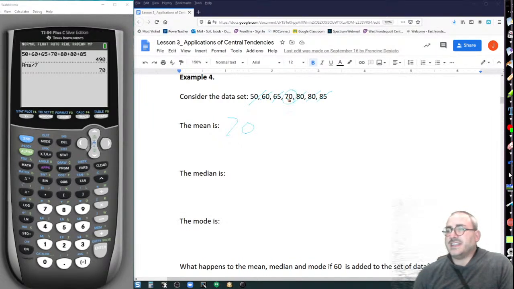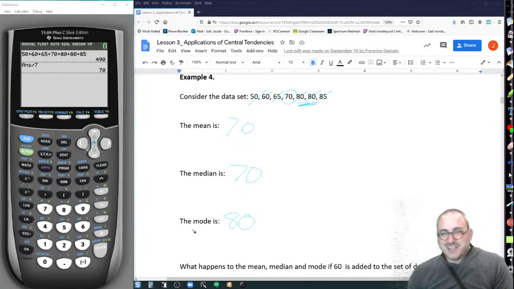And fortunately, this is an odd set of numbers, such that I have just one in the middle. So then my median is 70. Wonderful. And the mode. The mode is the number that appears the most in the data set. Well, 80 here appeared twice. That's more than any other appearance or frequency in the data set. Boom, I got a mode of 80.